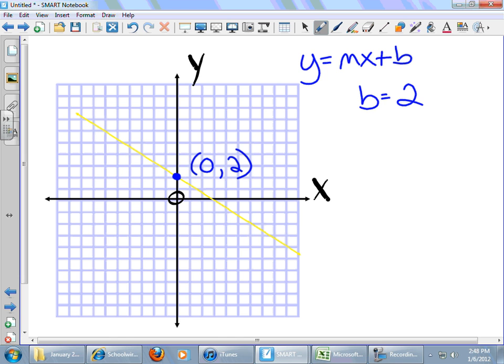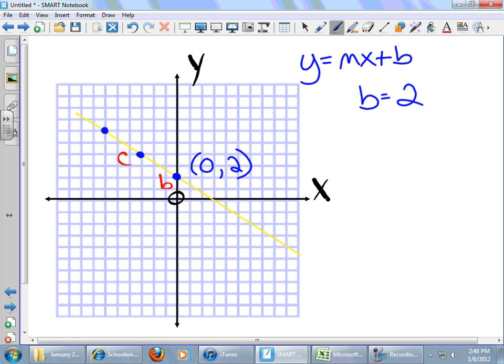All right. Now, to figure out my slope, I need another point. I'll make sure I pick a point that I know the exact coordinates of, say like this one. Or I could have picked that one. Any one of those would work. Now, I'm going to count my rise and my run. I'll call this point B. I'll call that point C.